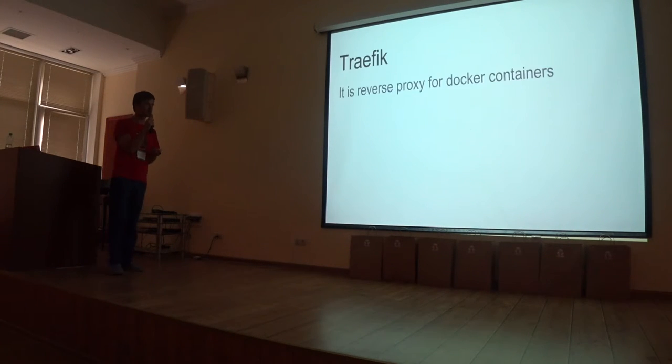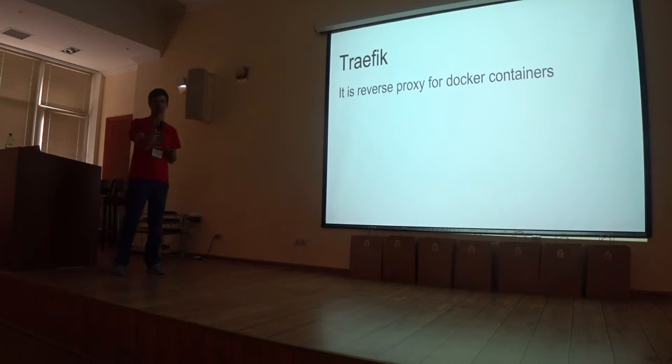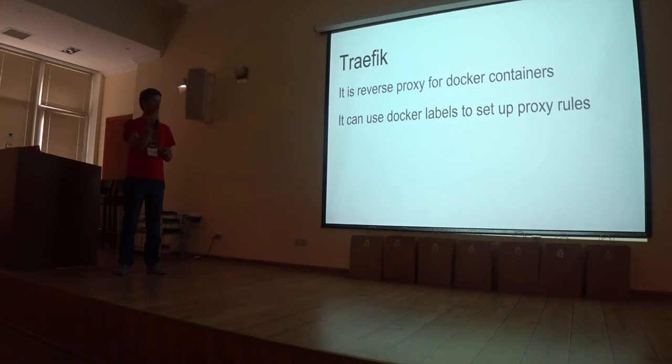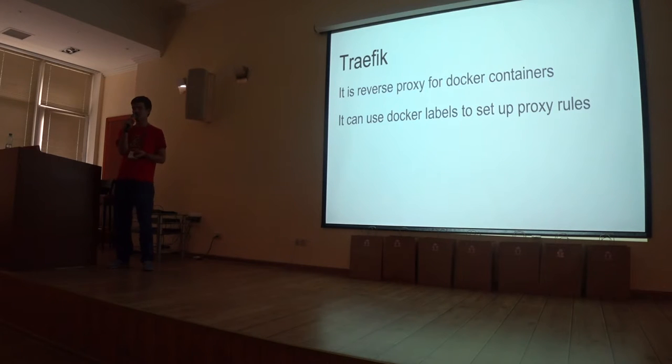Traefik. It's a reverse proxy for Docker containers. It can use Docker labels to set up proxy rules. It can give you a setup like Puma Dev server, and you can run several applications on the same port, on the same host. They will be differentiated by host name.